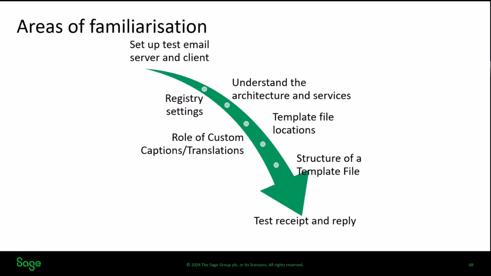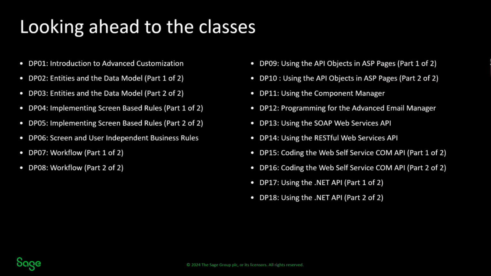That just about wraps up everything that I wanted to cover today. We're going to carry on our journey through the API options and development options of Sage CRM as we go into our next lessons, which are looking at the SOAP and the REST APIs.